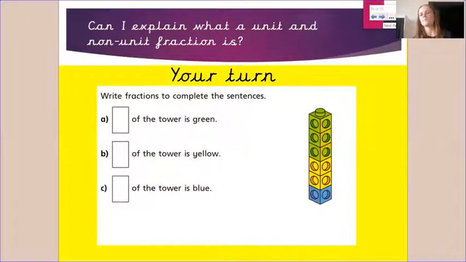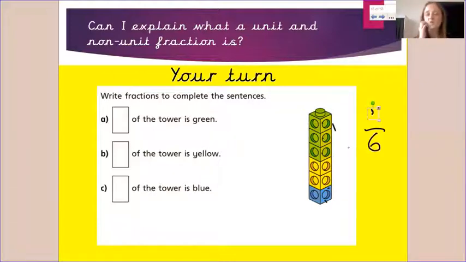Now it's your turn. Have a look at those counters and write the fraction of these counters to complete your sentences. I'm going to remind you again that your whole, the number that goes as your denominator, is the amount that make up the whole, and then your parts of your whole go at the top. So our whole is 1, 2, 3, 4, 5, 6.